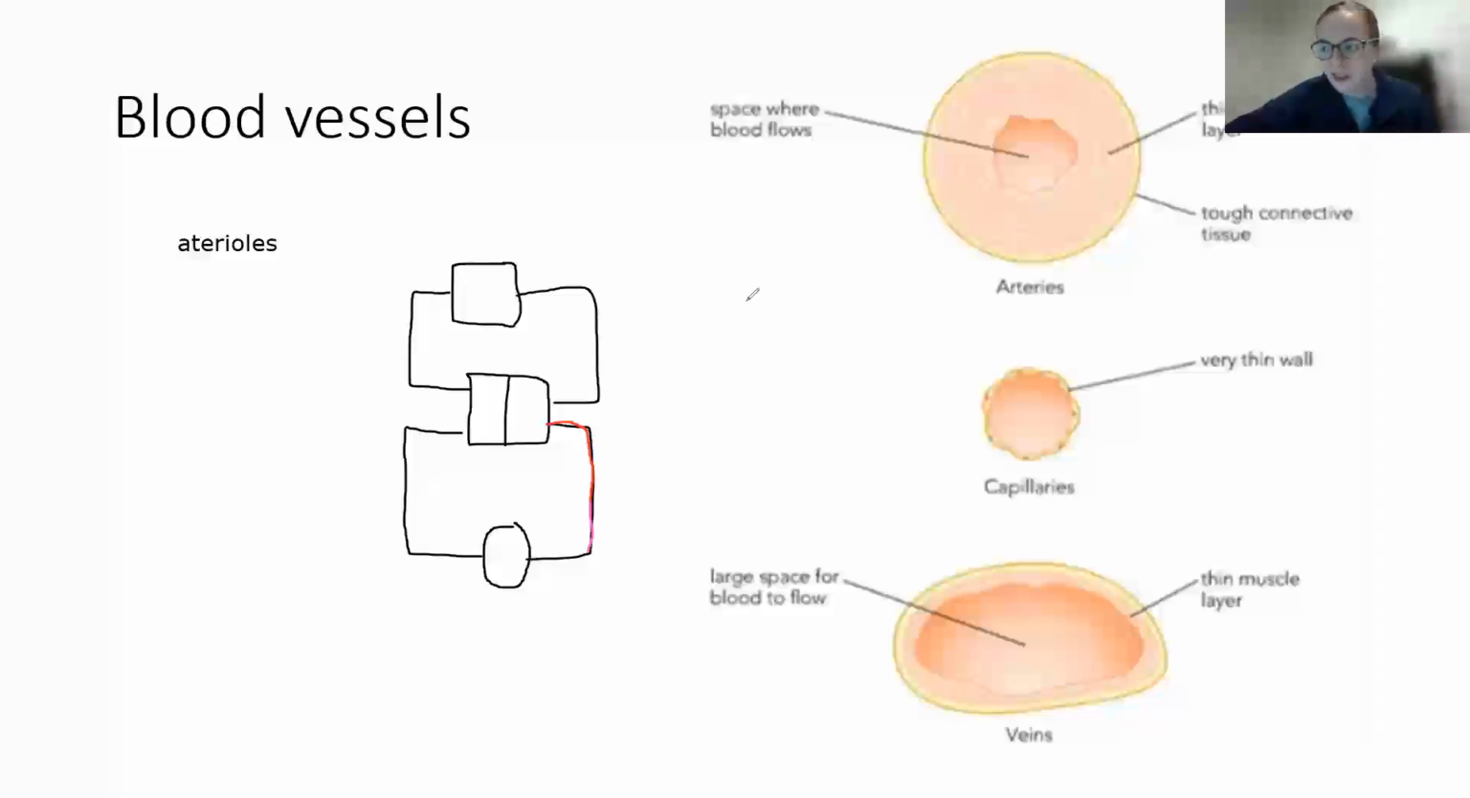All right, but just think of them as the smaller versions of arteries. Okay, so they've got less elastic fibers, and they still do have some muscle layer, but it's less than the arteries. Perfect. And they can contract to prevent blood going to certain areas of the body.